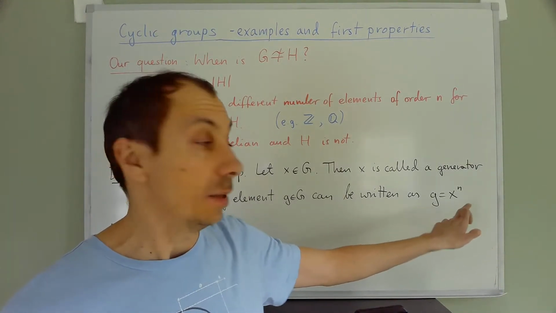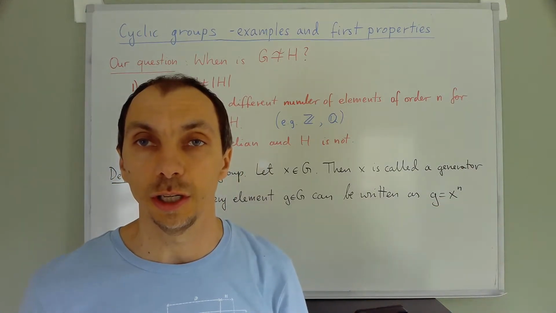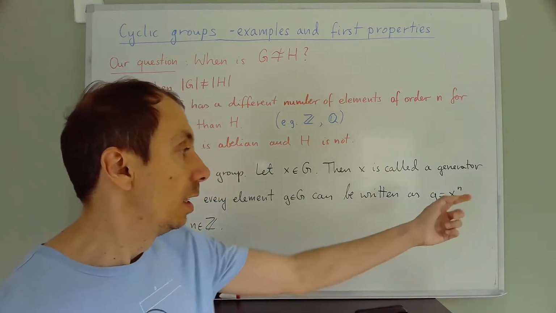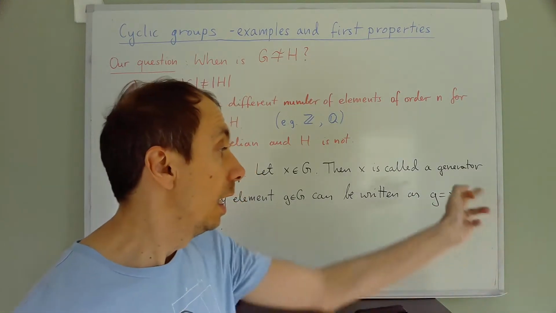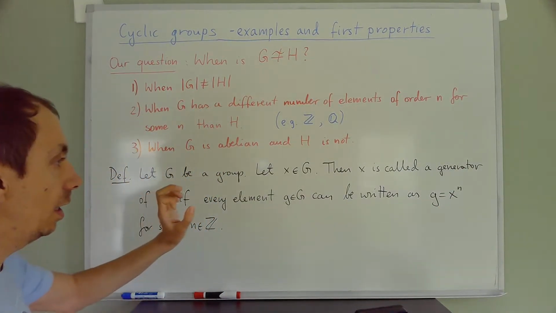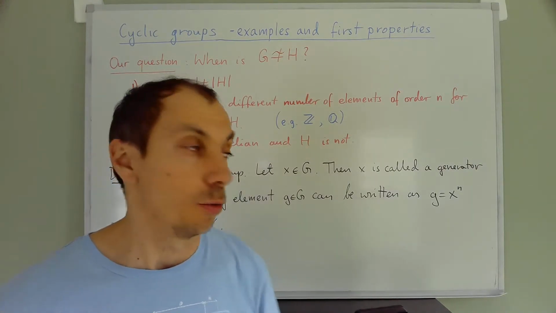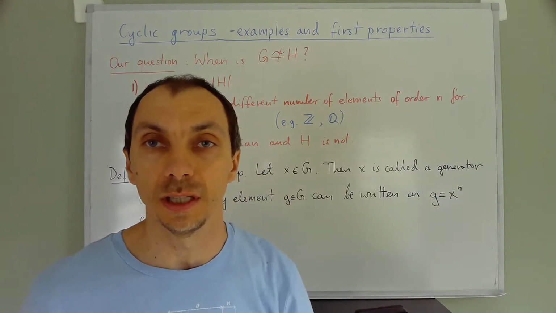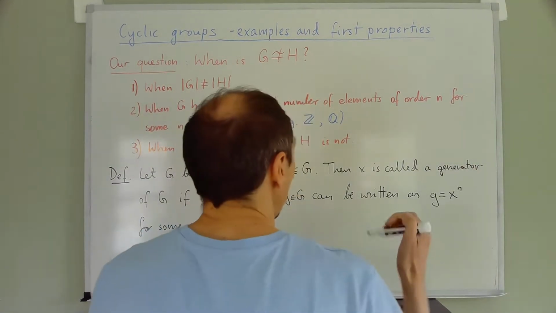When n is positive, that means I multiply x that many times using the binary operation in the group G. If n is negative, I mean I multiply the inverse of x that many times. And if n is 0, that just means the identity. So if in a group there's just one element such that every element in the group is a power of that element, then such an element is called a generator of G.